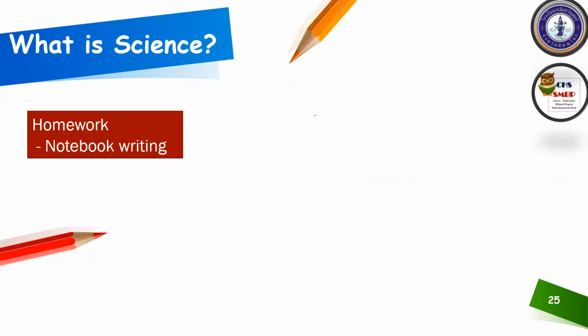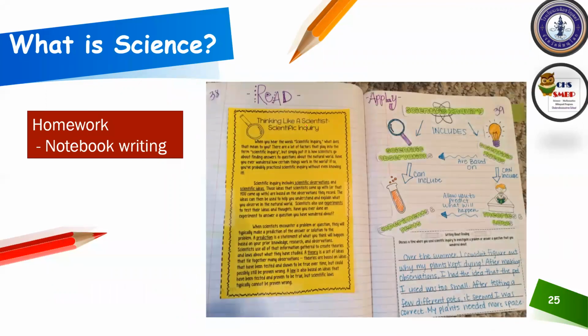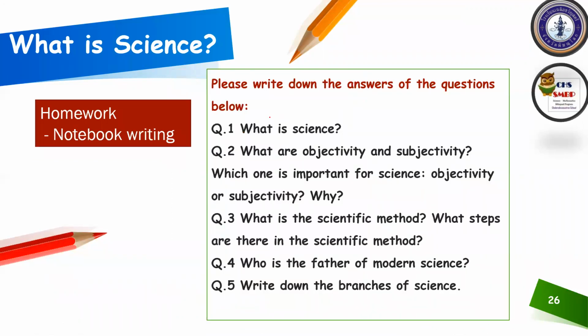Now, this is time for your homework. I hope you have a notebook like this, right? Yeah, I think you do. So please write the questions in your notebook and please try to find the answers from this lecture. Number one, what is science? So you can define science. What are objectivity and subjectivity? Which one is important for science, objectivity or subjectivity, and why? I hope you have this answer. You know this answer from this lecture.